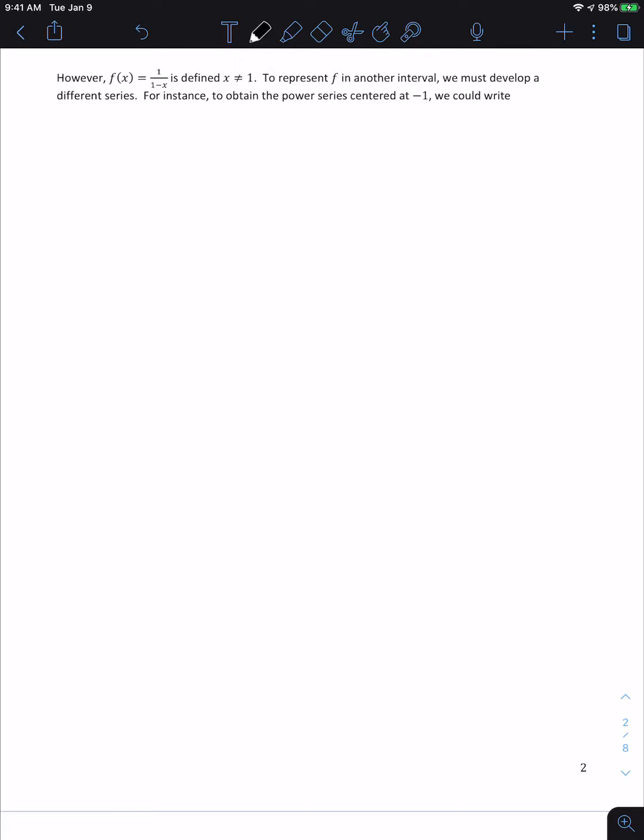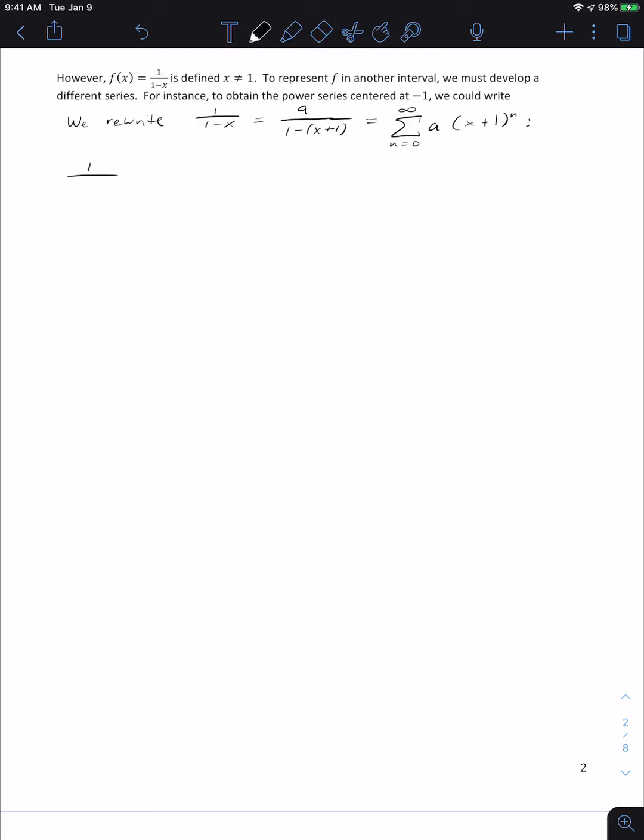To obtain a power series centered at x equals negative 1, what do we need to do? We rewrite our function 1 over 1 minus x and make it look like something over 1 minus something, and since we're centered at x equals negative 1, it'd be x minus negative 1, in other words x plus 1. Then we use this to rewrite it as a times x plus 1 to the n. That's our goal: to rewrite our function so it looks like that, so that I can rewrite it as a power series.